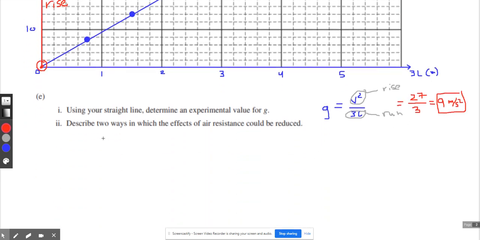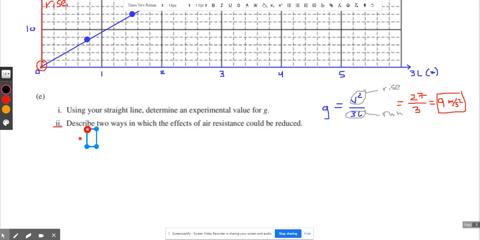And the last part here says, describe 2 ways in which the effects of air resistance could be reduced. Well, you could say, I don't know, let's get rid of the air, I guess. So do the experiment in a vacuum.